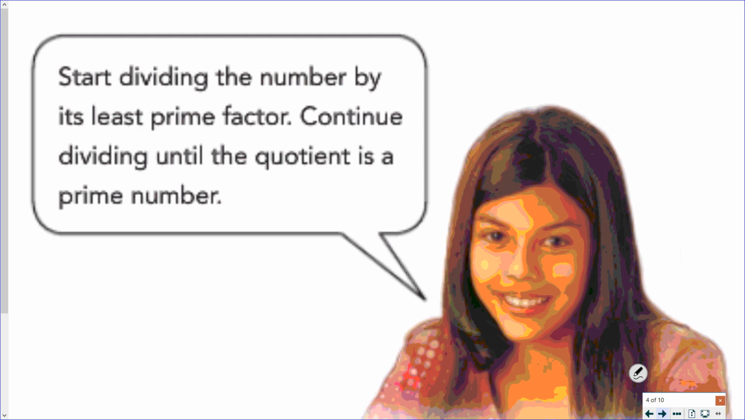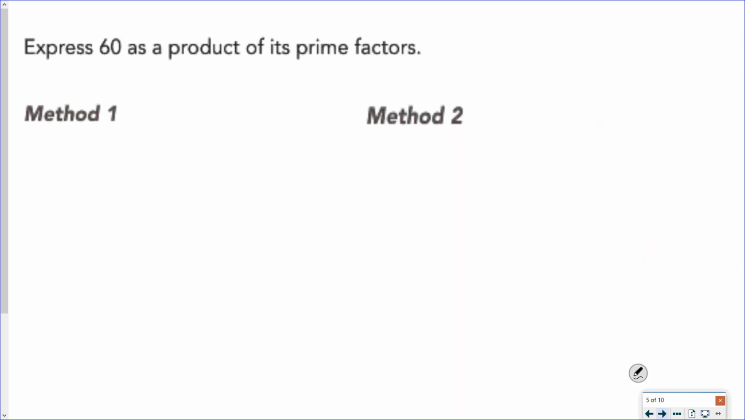If you get stuck, something that can help is to follow the advice of this young lady here and start dividing the number by its least prime factor and then continue dividing until the quotient is a prime number. And there are two methods that we can use to express a number as a product of its prime factors. And the first one is known as a factor tree.